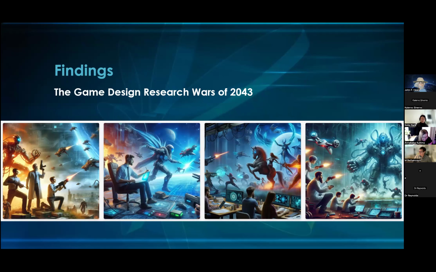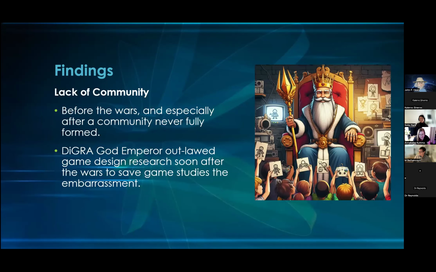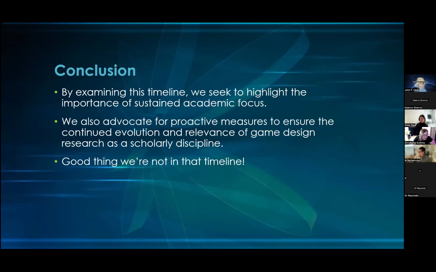The game design research wars took place in that timeline in 2043, which involved game design researchers from various factions fighting an all-out war. Even before the wars, there was a lack of community, but especially after the war, the community never fully formed. And this led to the Digra God Emperor outlawing game design research soon after the wars to save game studies the embarrassment of future arguments within that field.